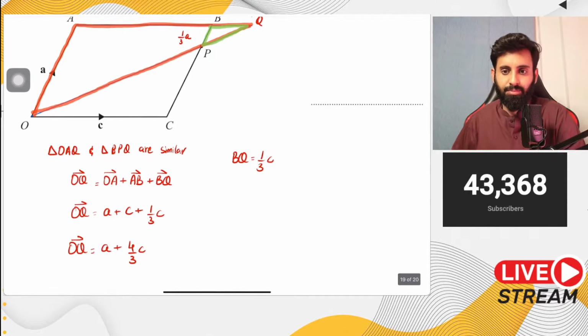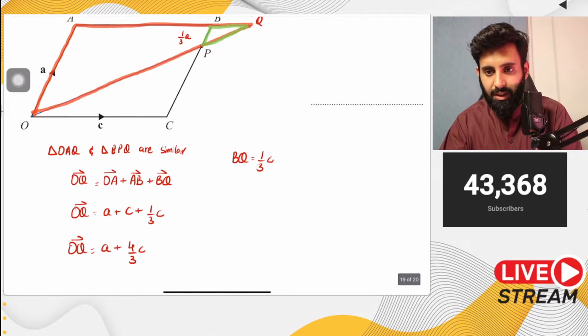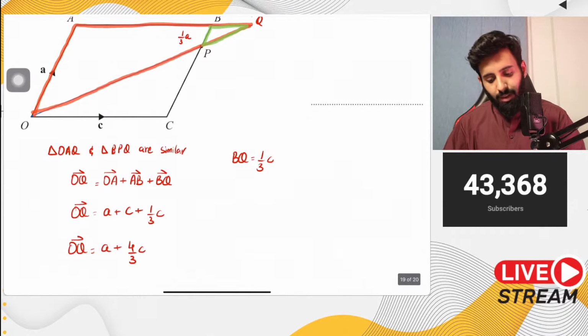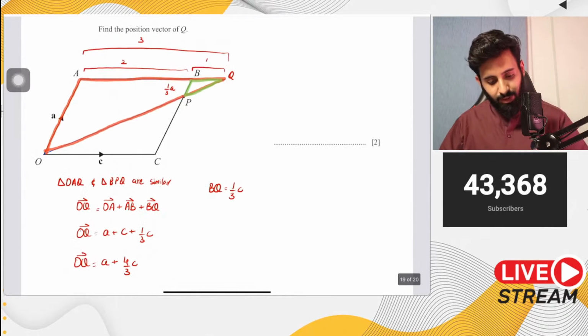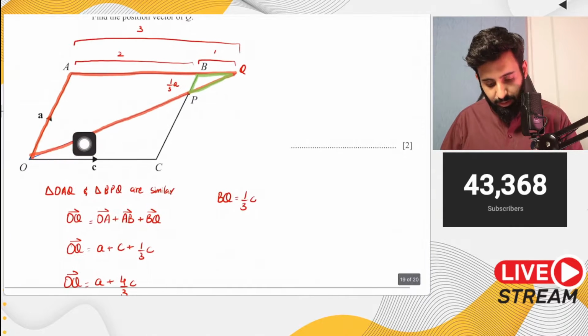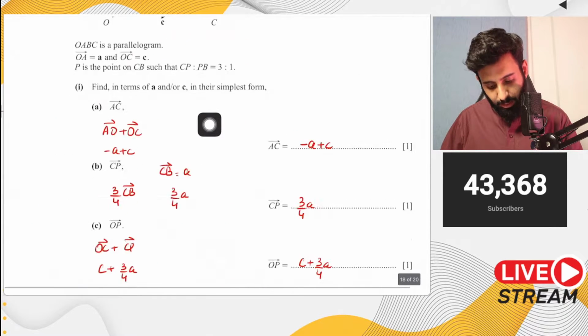Now I'll explain this again so that you understand how this works. Notice that the triangles are basically similar in the ratio 1:3. How do I know that? Here's how I know that. If this is 1/3 of A, the question told us that earlier, right? This is 1/3 of A.